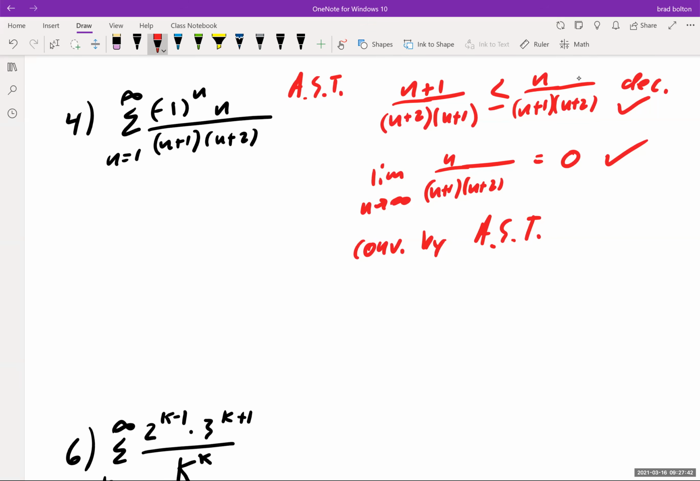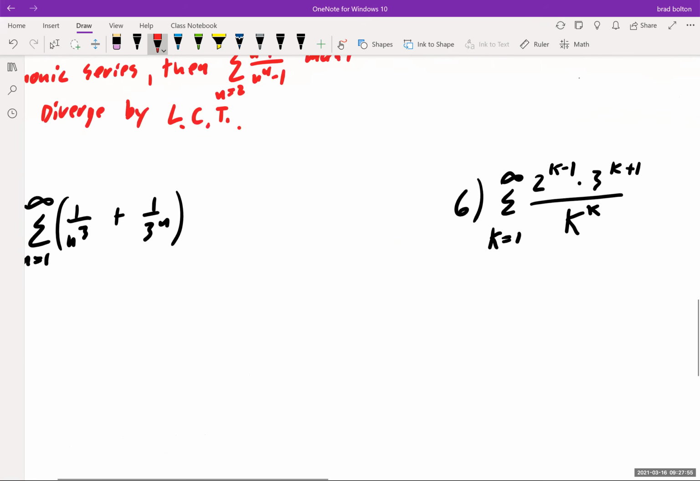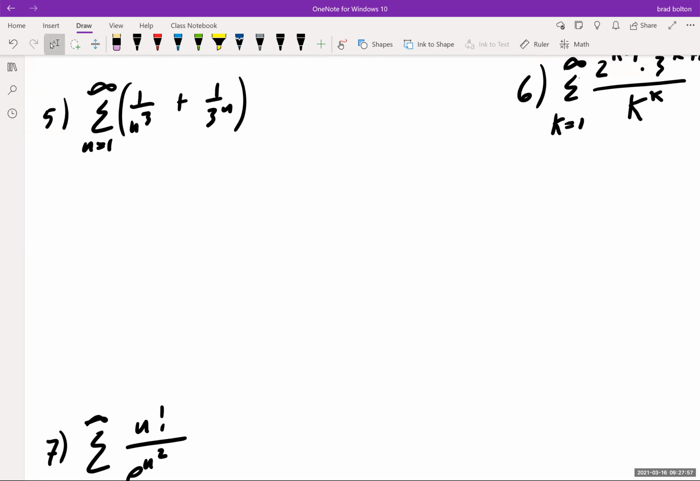Okay, so this is convergent by alternating series test because the limit of the sequence equals 0, and it is a decreasing sequence. Okay, so that's all you need to do for alternating series. That's pretty nice. Okay, now this one's slightly different.